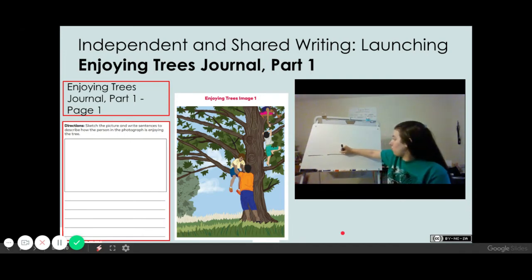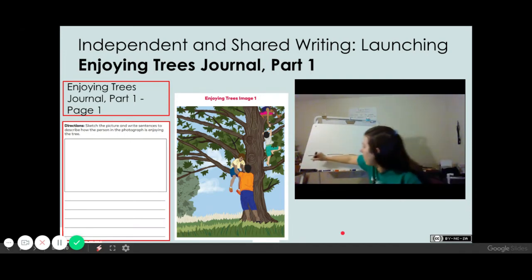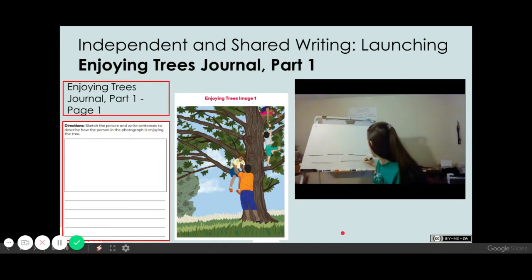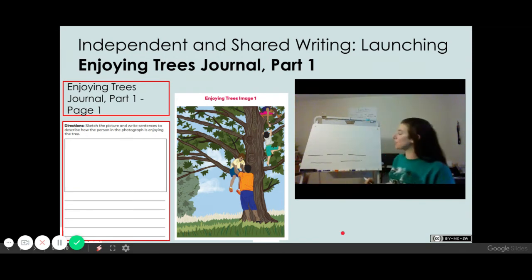1, 2, 3, 4, 5. Yes, I am forgetting something. What goes at the end of my sentence? Period. I know that. Okay, so now I'm going to start my sentence. Does my sentence start with a capital letter or a lowercase letter? Yes, a capital letter.